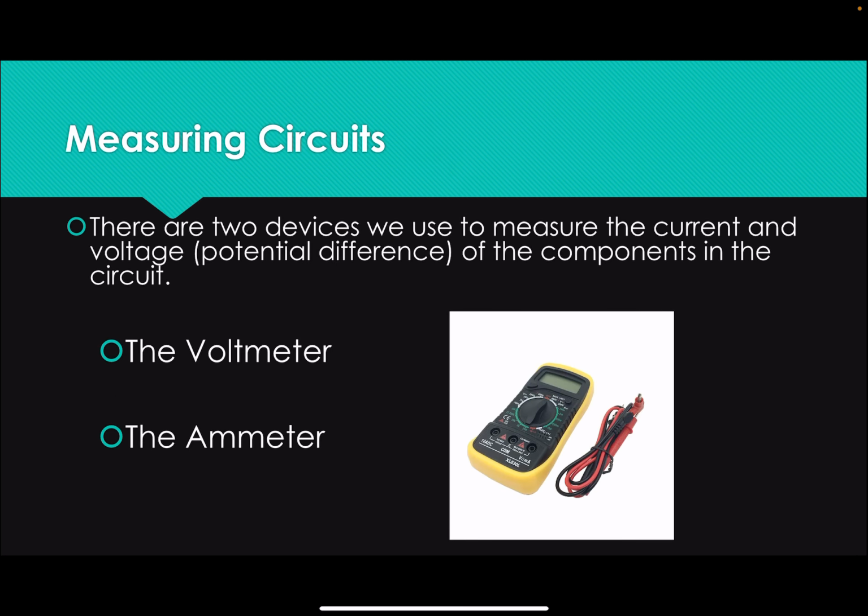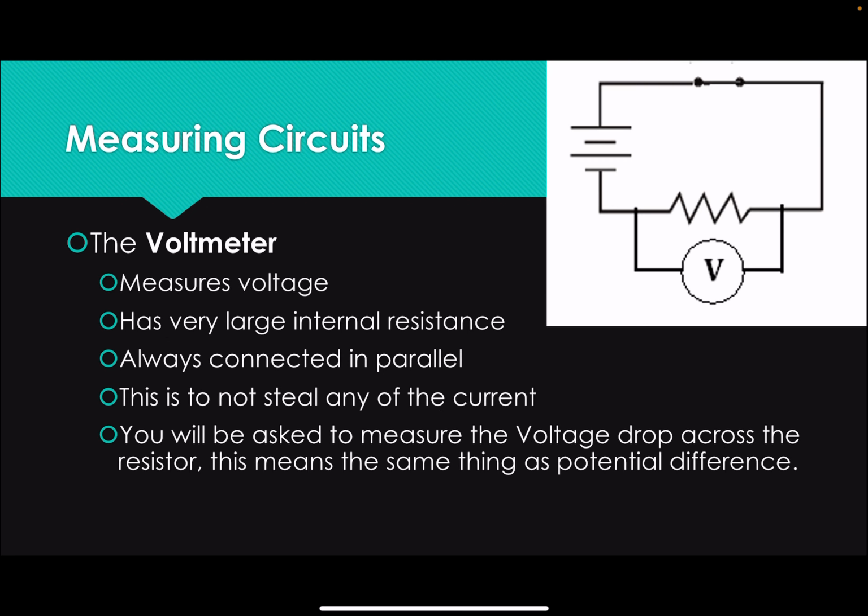We have two devices we can use to measure current and voltage. We have a voltmeter and an ammeter. Voltmeters measure voltage, and they do this by having a very, very large internal resistance connected in parallel. We'll go back through this slide after we have an understanding, maybe next class, so you have a better idea of why all the notes here are the way they are. But you just need to know for now that they have a very large internal resistance and they're connected in parallel. Those are just facts. What those mean and why they are the way they are, we'll get to later.